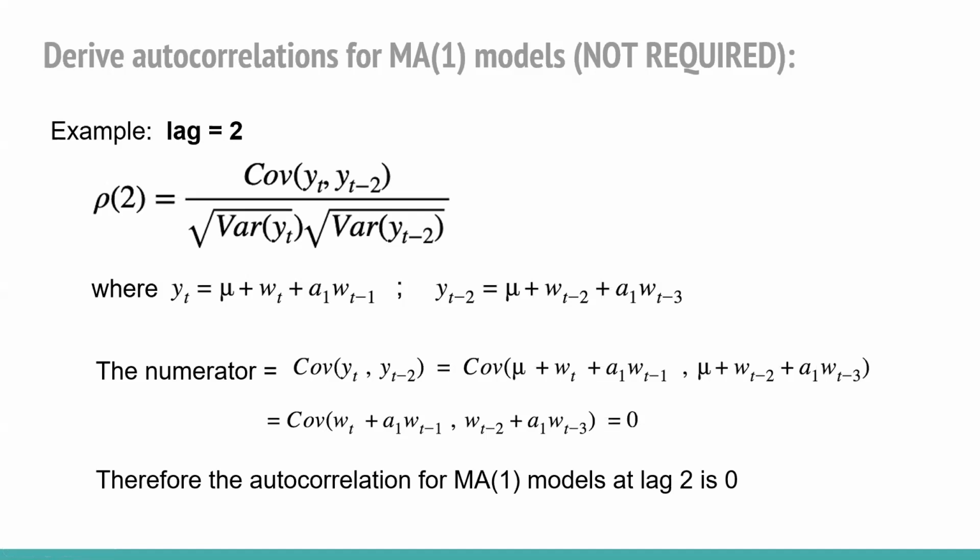Therefore, the autocorrelation for the MA of order 1 model at lag 2 is going to be equal to 0, not only at lag 2, but at any lag greater than 1, because we're talking about a moving average of order 1. So this is from theoretical, from statistical theory.